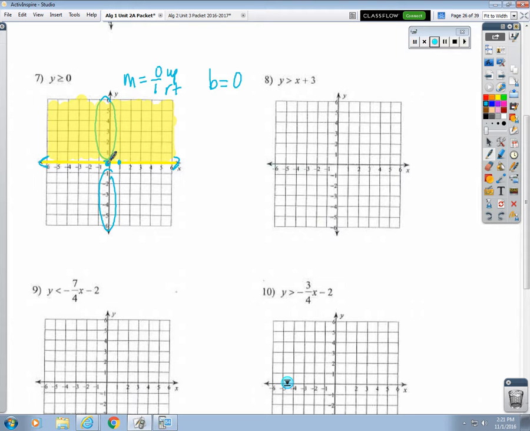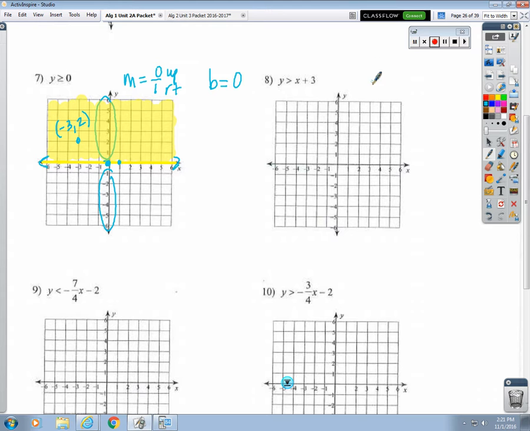A point, negative 3, 2. Isn't every single point up here going to have a positive y value? And think about it, if you plug in a positive y value, aren't they always going to be greater than 0? So that's why these are solutions, because these are all the points that are going to have a y value greater than 0. Down here, the y values would be negative, so they wouldn't work.